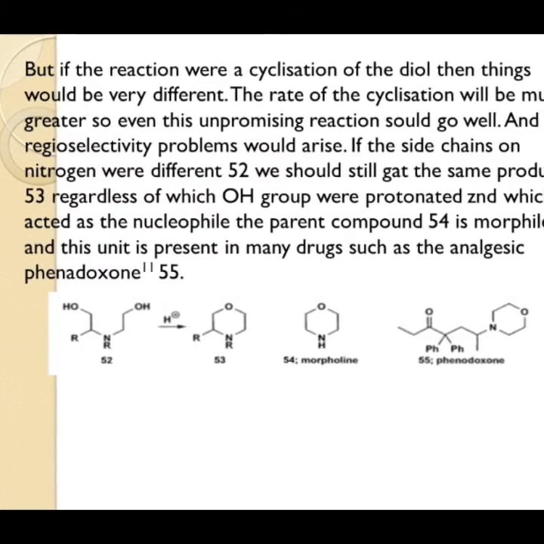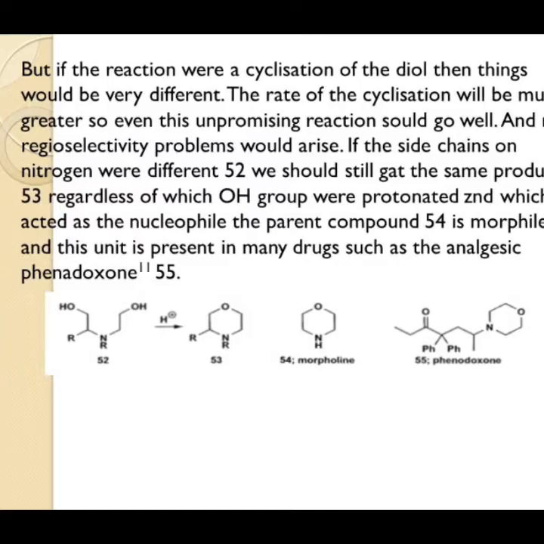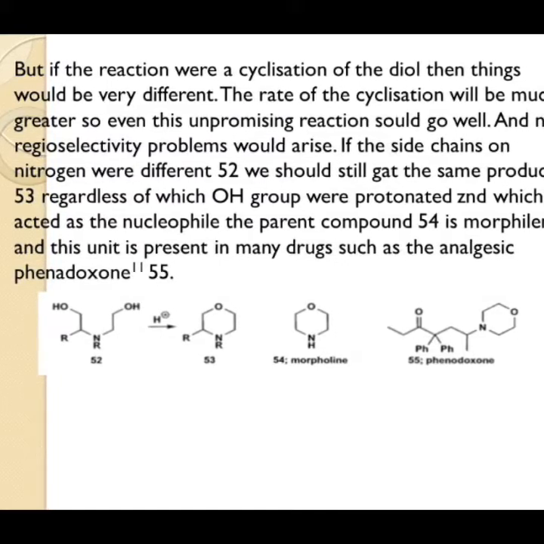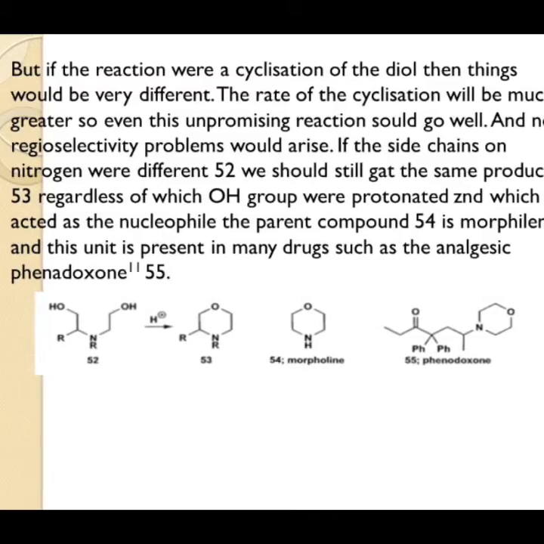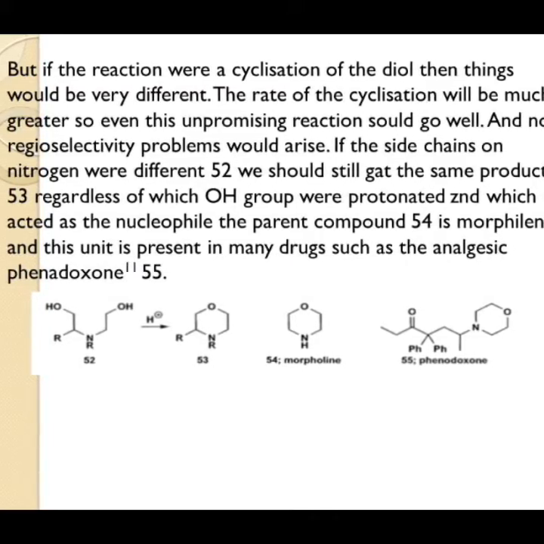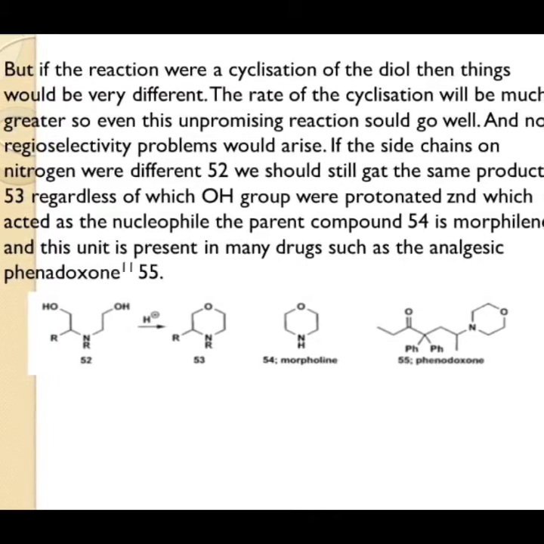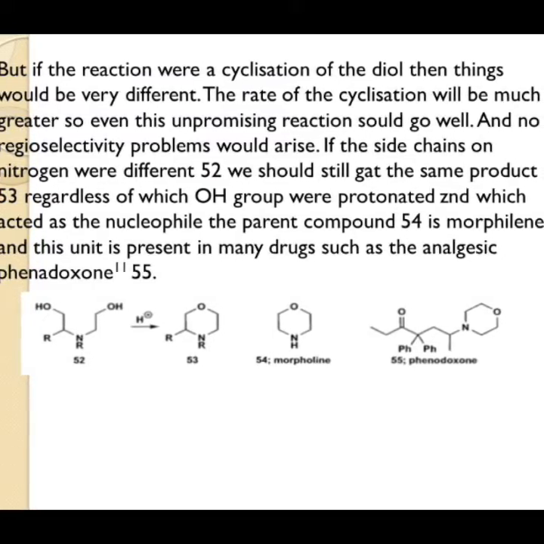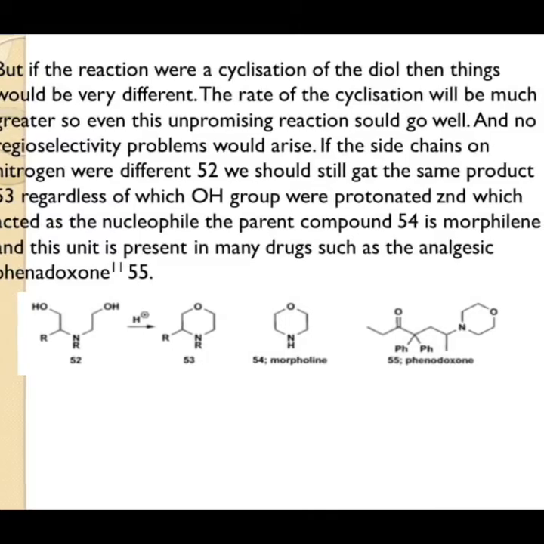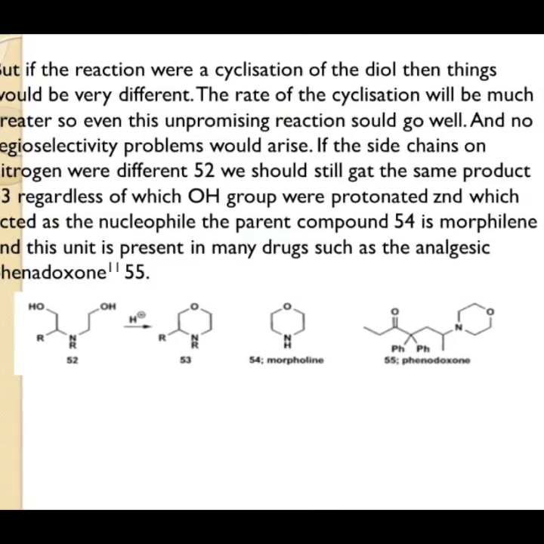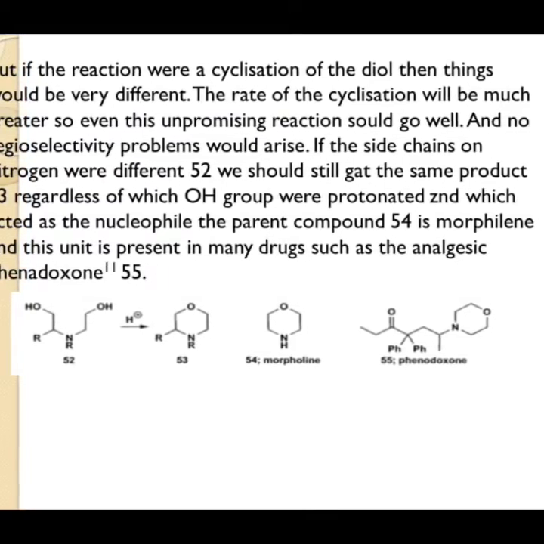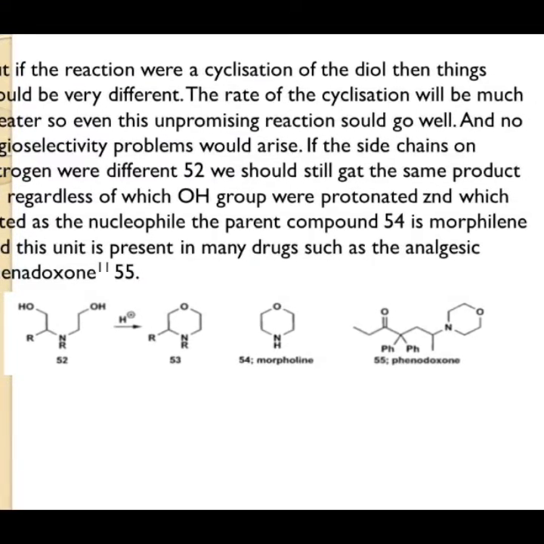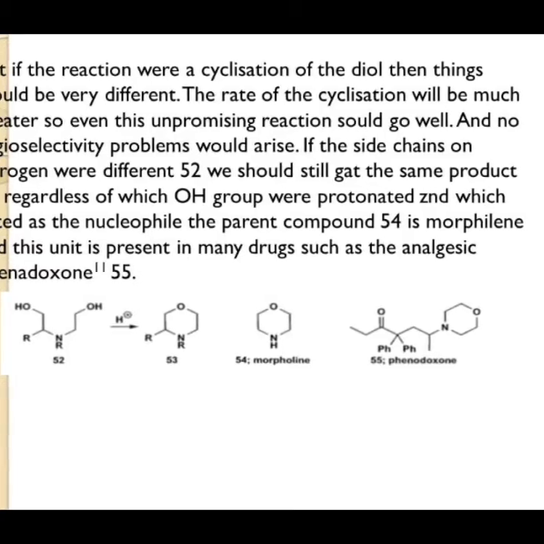But if the reaction were a cyclisation of the diol, then things would be very different. The rate of the cyclisation will be much greater, so even this unpromising reaction should go well, and no regioselectivity problems would arise. If the side chains on nitrogen were different 52, we should still get the same product 53 regardless of which OH group were protonated and which acted as the nucleophile.